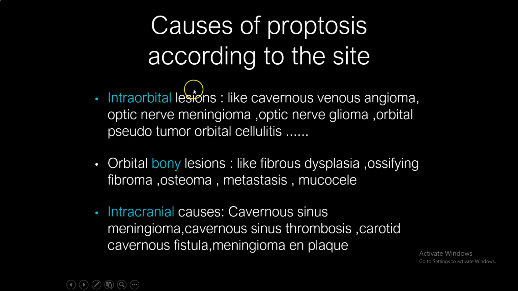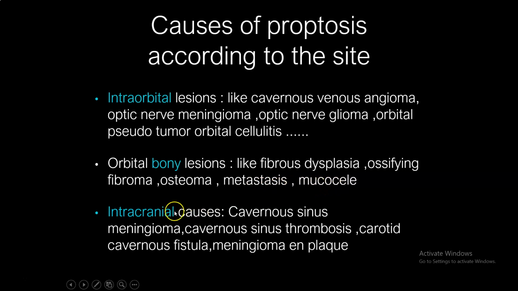Is it an intraorbital lesion? Could be something like cavernous venous angioma, optic nerve meningioma, optic nerve glioma, orbital pseudotumor, cellulitis, anything inside the orbit. Or it could be in the bony wall of the orbit. Many bony tumors: fibrous dysplasia, ossifying fibroma, osteoma, metastases, and mucoceles.